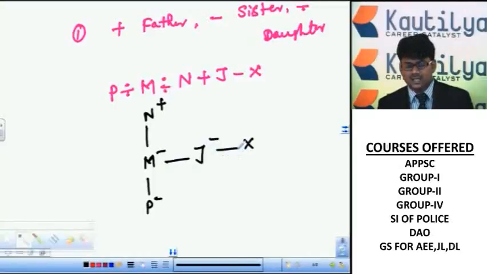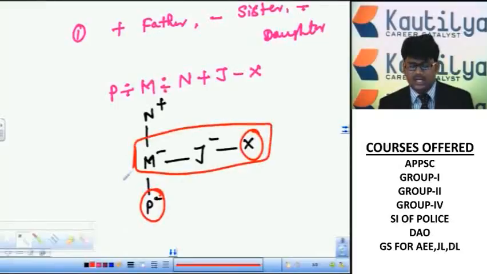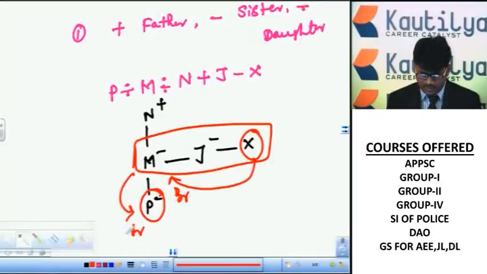The question is, how is P related to X? We should identify how P is related to X. M, J and X, all these 3 persons are in a horizontal line. This horizontal line represents brothers or sisters, that means siblings. M is the sibling of X, and X is the brother of M. X is called brother by M, and M is called mother by P. Finally, X is called by P as brother's daughter.